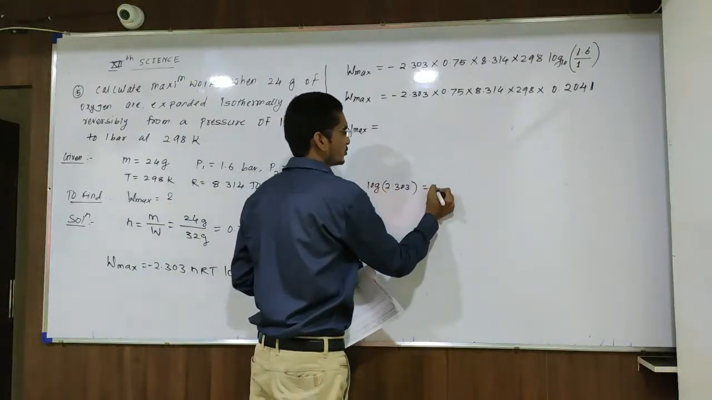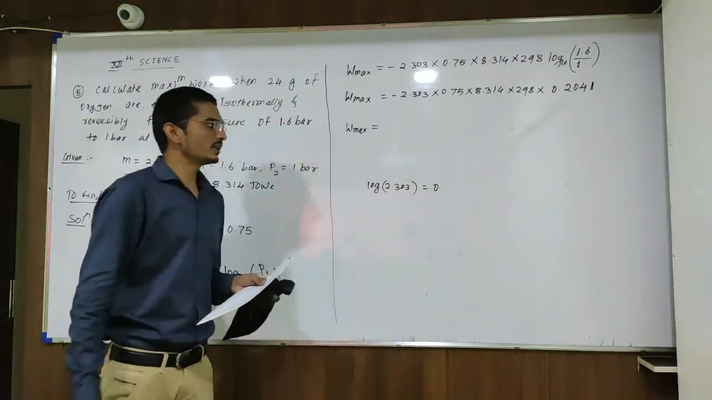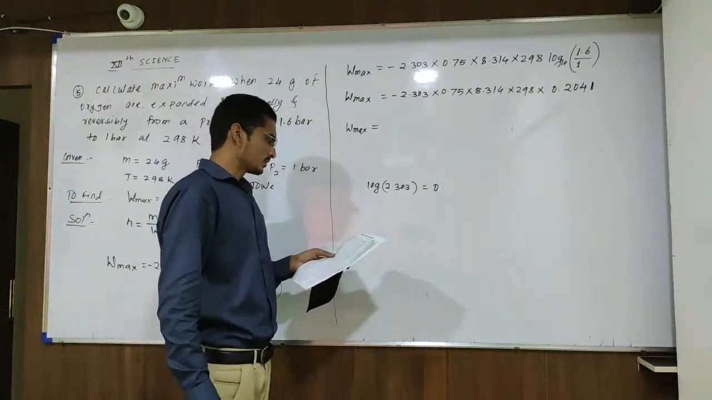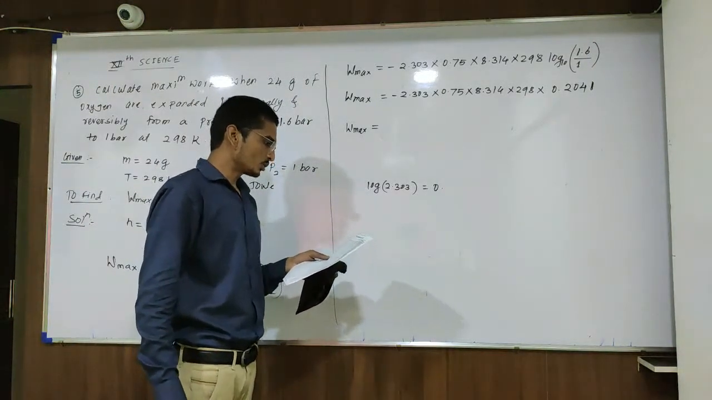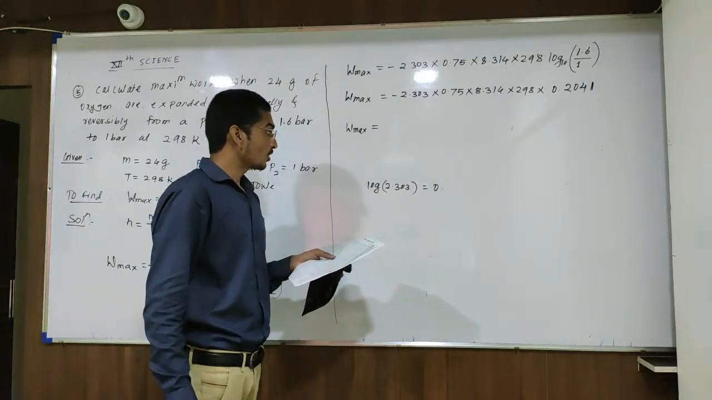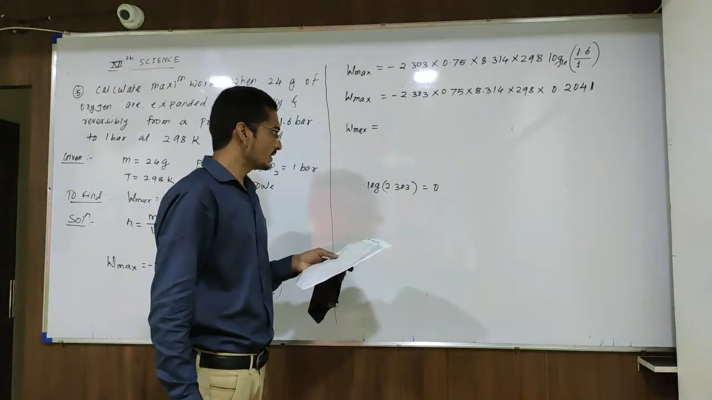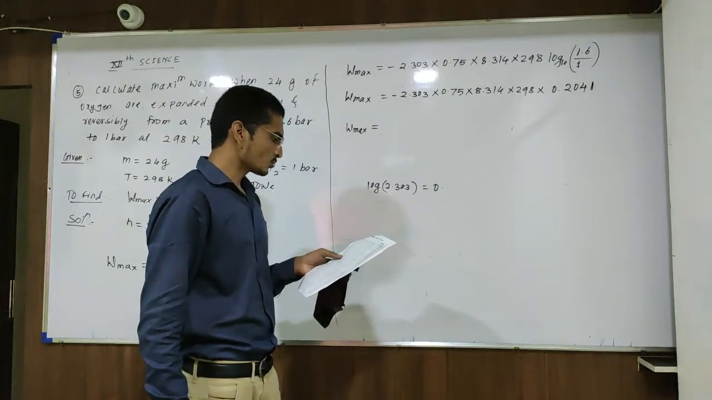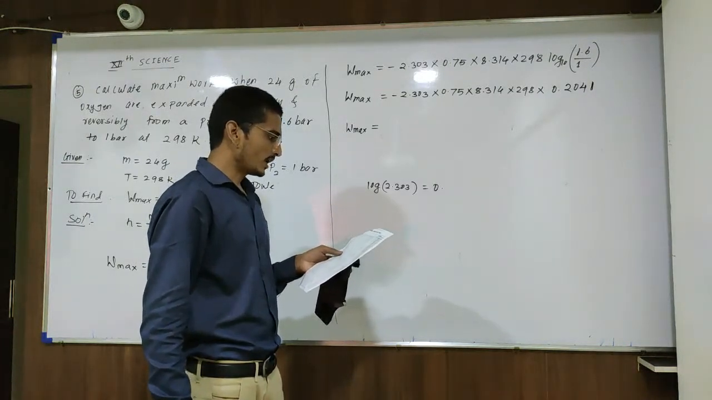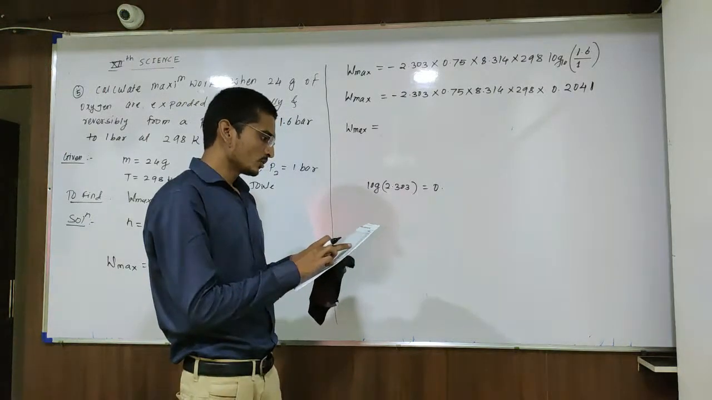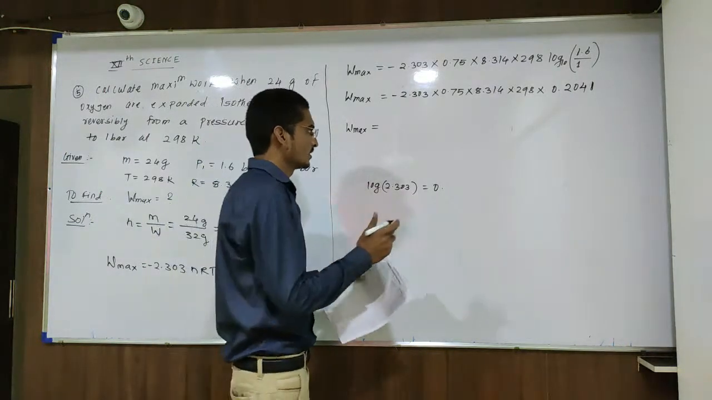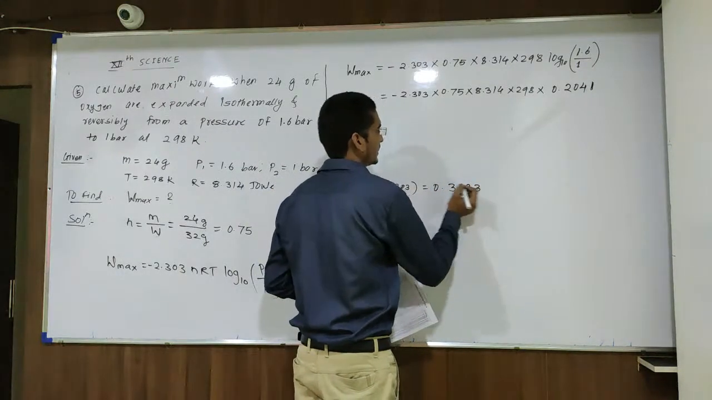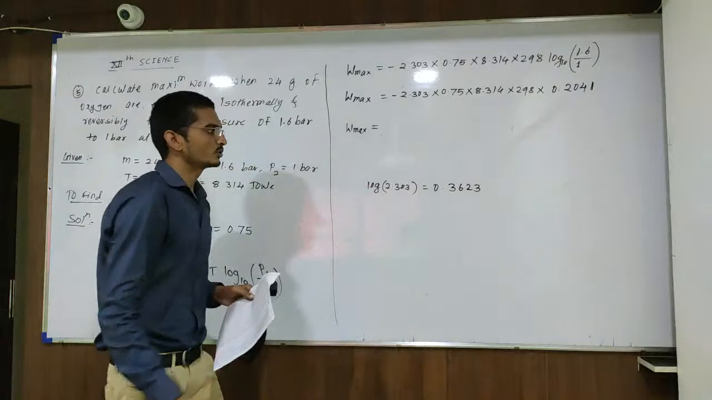The characteristic should always be 0, and see the 23, 0 and 3. So log of 23, in the 0 column, 3617, and what is the value in the 3 column? So the 3 should be 6, that means 36.23, that is your log of 2.303.